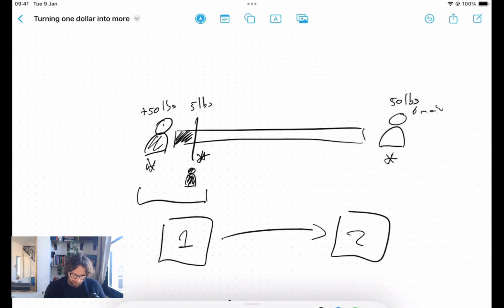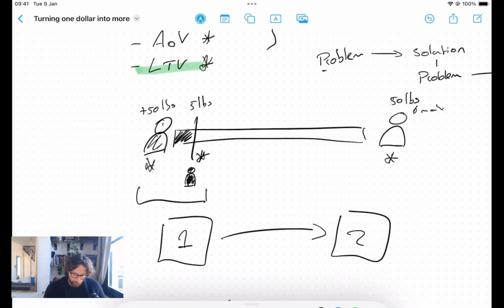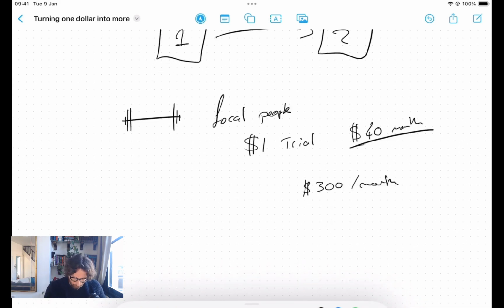Really, what we've done here is we've got them excited by giving them a new reality here. We've proven that they can achieve the goal. We've proven that we can help them, but there's a new problem that's stopping them from progressing the rest of the way. So then we introduce the new solution. Problem, solution, problem, solution. Okay, really simple.